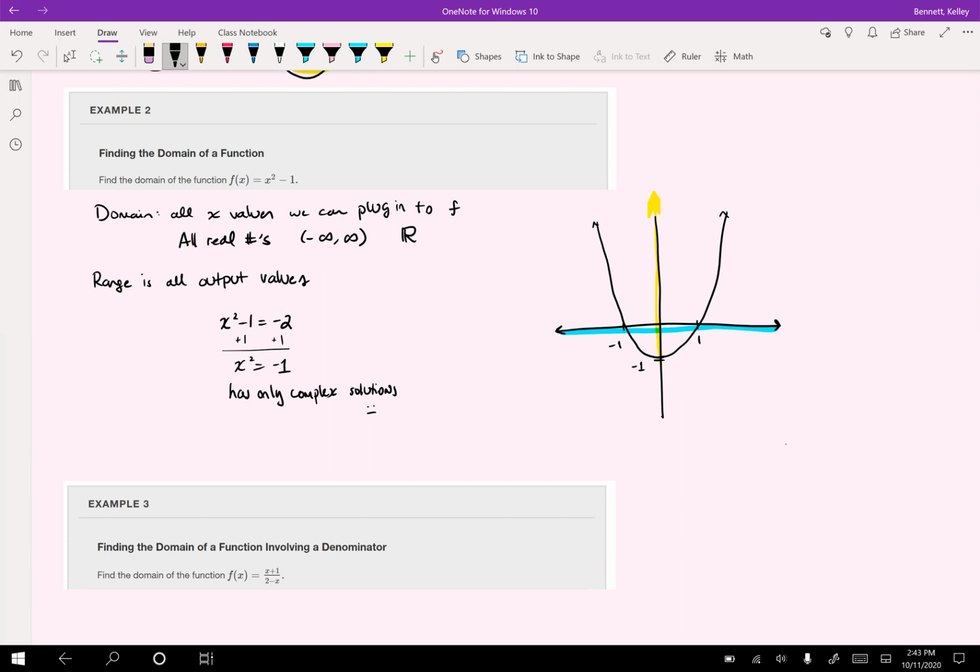So for this, the range is anything greater than or equal to -1. And so in interval notation, we would say that the range is [-1, infinity), because we can have -1, right? That is on our list. It's not an open dot, it's a closed dot.